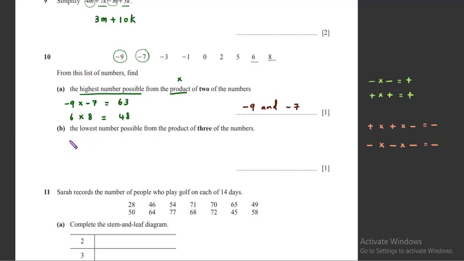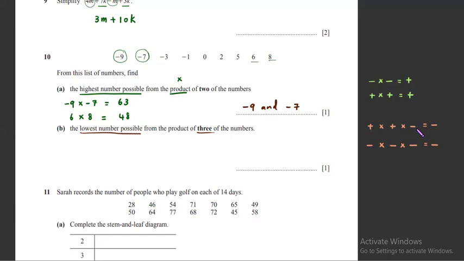The next part of the question is the lowest number possible from the product of three of the numbers. This time, three numbers are multiplied and it should be the lowest possible number, which means for it to be the lowest possible number, it should be a negative number. And three numbers are multiplied means now you need to see what three numbers when multiplied gives us a negative number as the answer, and it should be the lowest possible number. So for you to get a negative answer, two of the numbers should be positive and the other one should be negative, because positive times positive is a positive number.